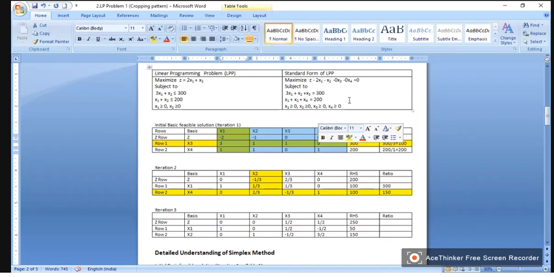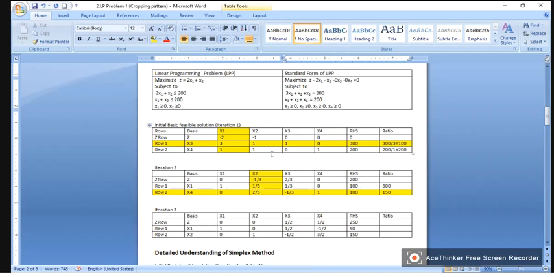In this problem, how many variables do we have? X1, X2, X3, X4. X1 and X2 are the decision variables. X3 and X4 are slack variables. Why have we used slack variables? To equate the left hand side to the right hand side.